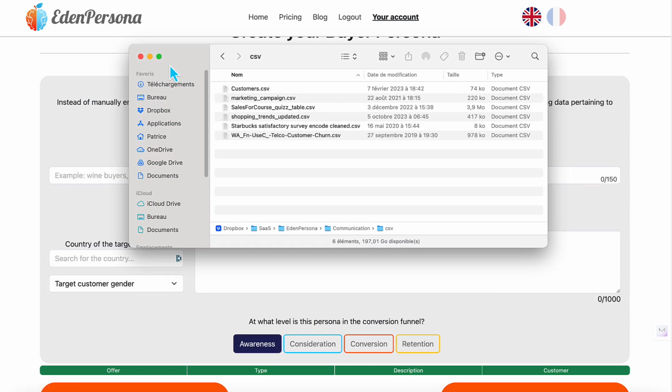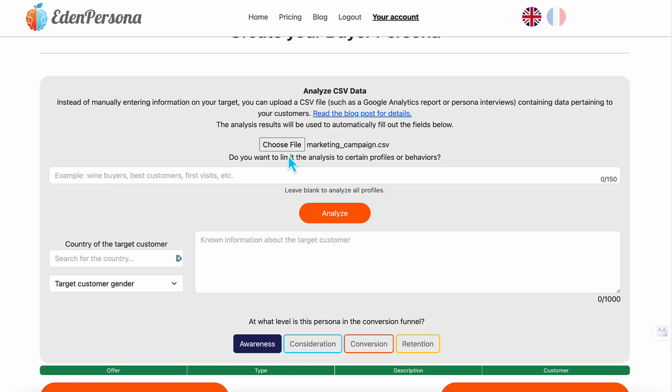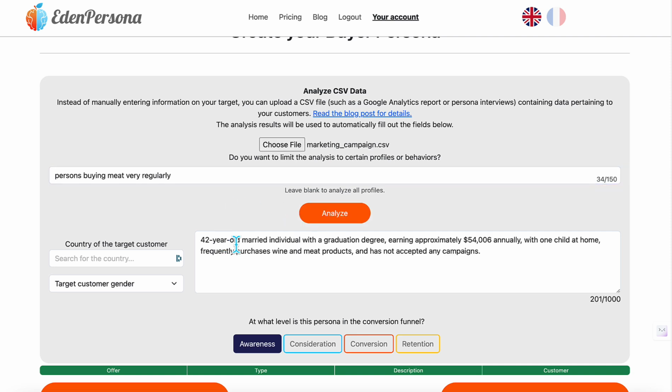I'll take my example file, here I have marketing campaign, and put it in the field. And now, I tell it that I am interested in the person who buys meat, people who buy meat really regularly. I do an analysis, and there I have the median population in my file that buys meat compared to the study provided.